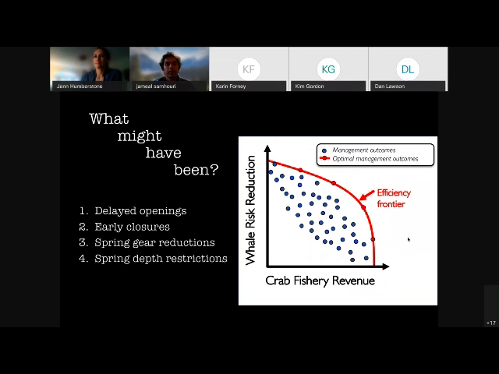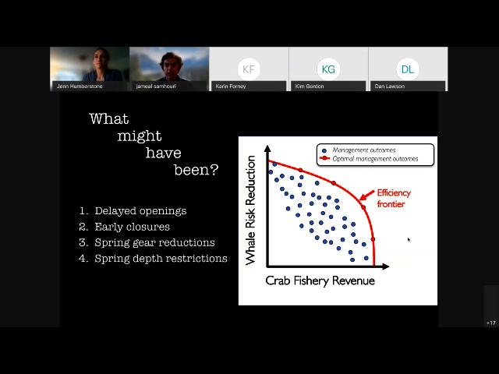And in particular, I'm going to focus on 4 types of management actions. These are all hypothetical. These include delayed openings, where the crab fishing season would not have opened until December 15th, early closures beginning April 1st, gear reductions to 50% of what actually occurred from April 1st to the end of the season, and depth restrictions, meaning no Dungeness crab fishing seaward of 30 fathoms beginning April 1st. I'm going to consider these individually as well as combinations of them, implemented at the scale of the full state of California, just in Central California alone, as well as in the biologically important areas for humpback and blue whales.